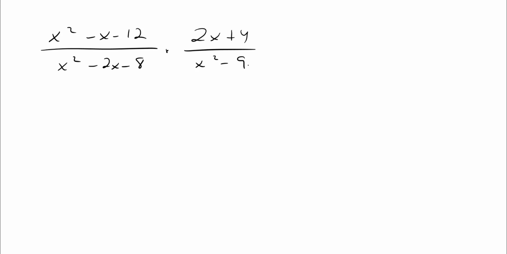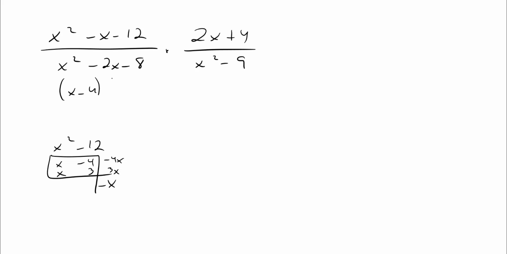So basically, for the first one, there's 2 factor boxes. So let me do the factor boxes. So it's x squared, negative 12, and negative x. So it's x and x. Negative 12 is going to be negative 4 and positive 3, because it's going to give me negative 4x plus 3x is negative x. So the top part is going to be (x minus 4)(x plus 3).